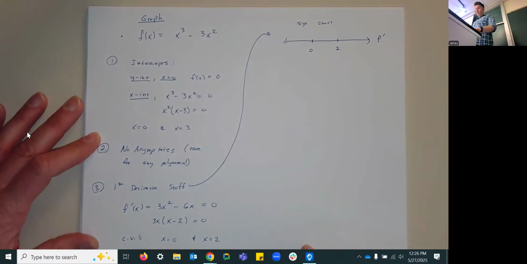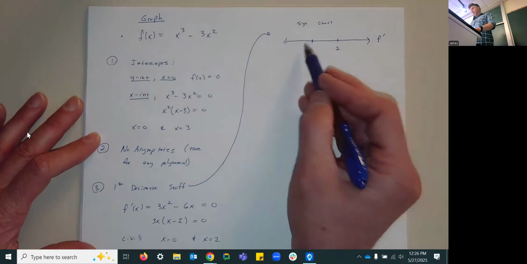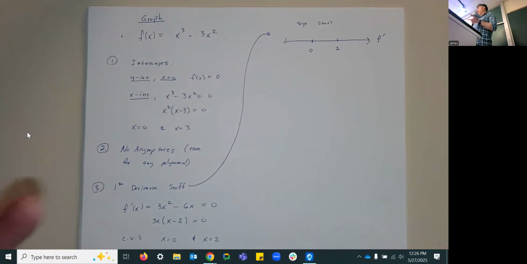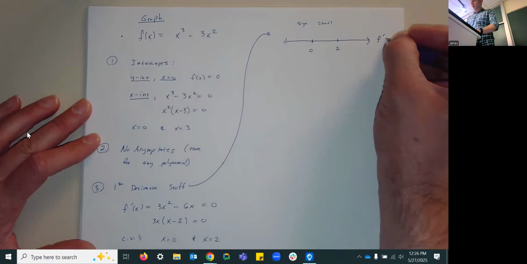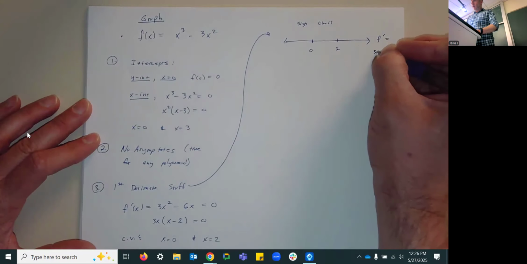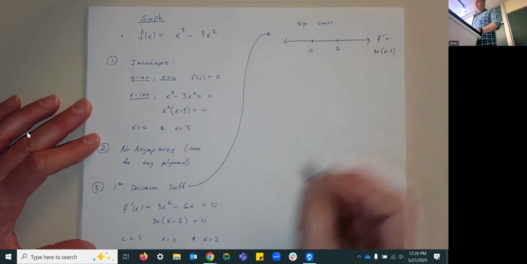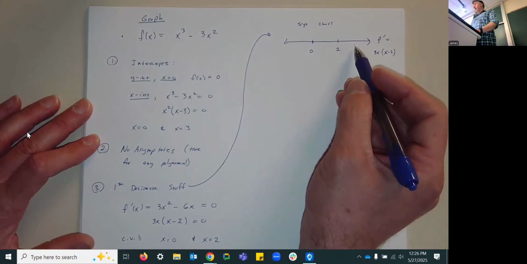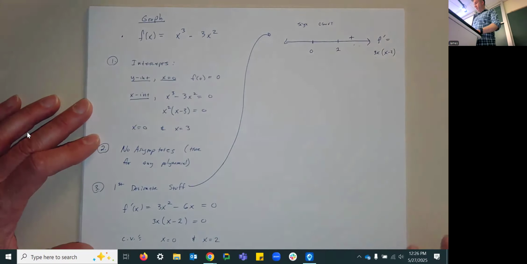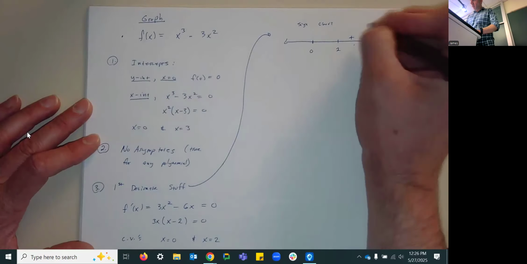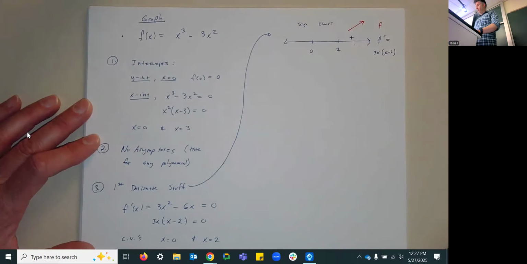And now our job is to pick things in each of these 3 intervals to see whether or not the first derivative is positive or negative. So pick something like, maybe it's helpful to write this up here. F prime is 3x times x minus 2. So we pick a number larger than 2, like 5. It's a positive times a positive, so the derivative is positive, which means my function is increasing in that interval.